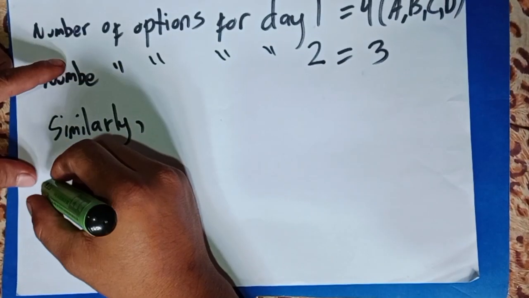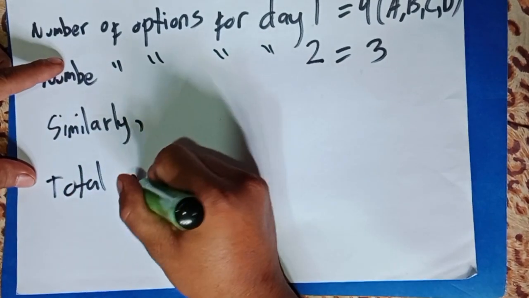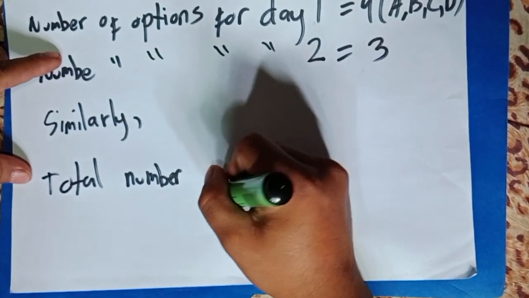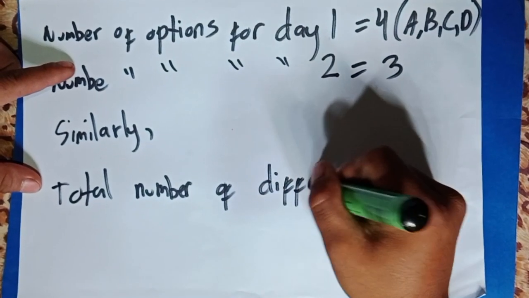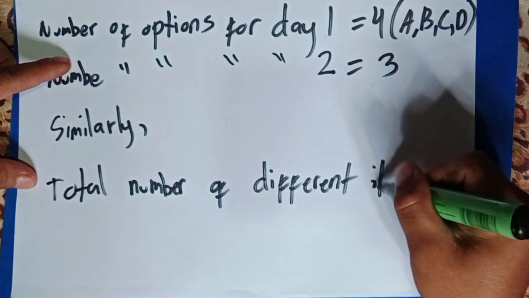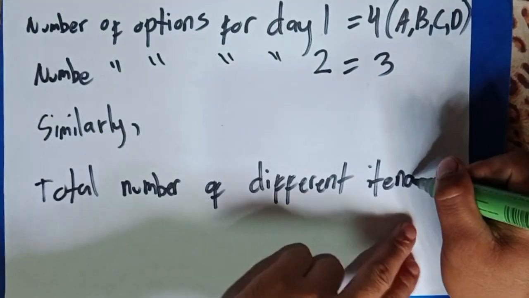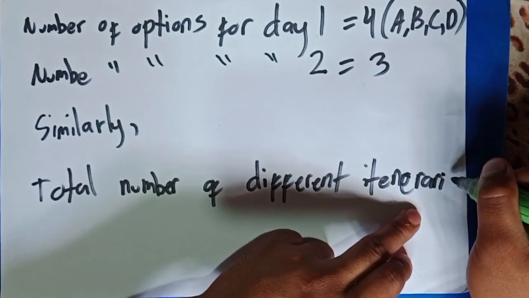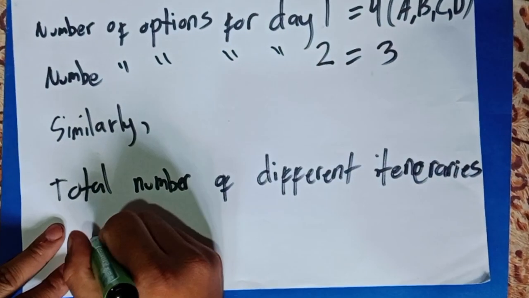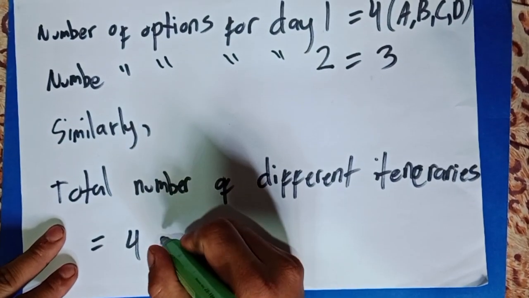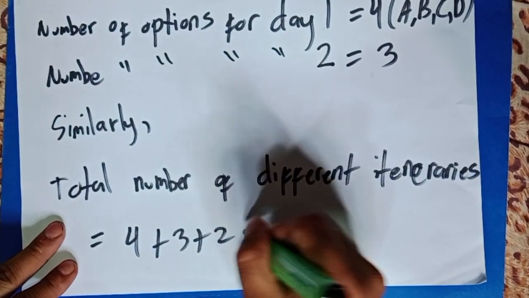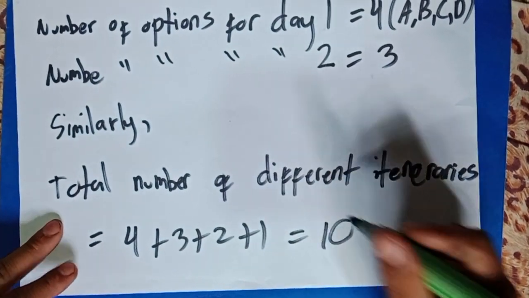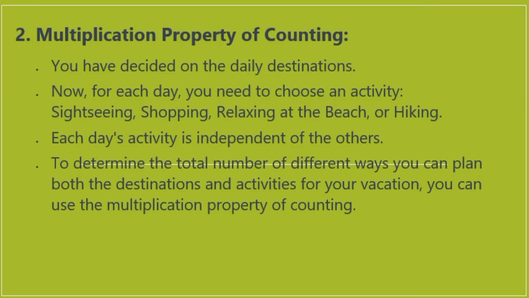So therefore, the total number of different itineraries is equal to 4 plus 3 plus 2 plus 1 equals 10.